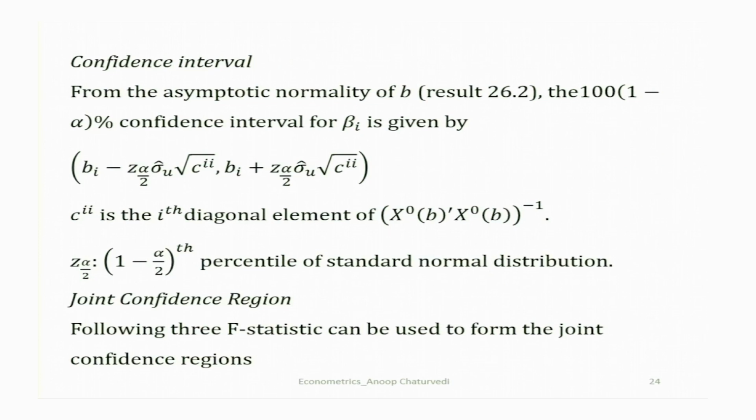We can also form the confidence intervals, say from the asymptotic normality of b. The 100(1 minus alpha) percent confidence interval for beta i is given by b_i minus Z alpha by 2 sigma hat u under root C^i, b_i plus Z alpha by 2 sigma hat u under root C^i, where this C superscript i is the ith diagonal element of (X0(b) transpose X0(b)) inverse. So, what you have to do, you have to calculate this, and then C superscript i is the ith diagonal element of this, and then you can easily obtain this confidence interval. Here Z alpha by 2 is the 1 minus alpha by 2th percentile of the standard normal distribution.